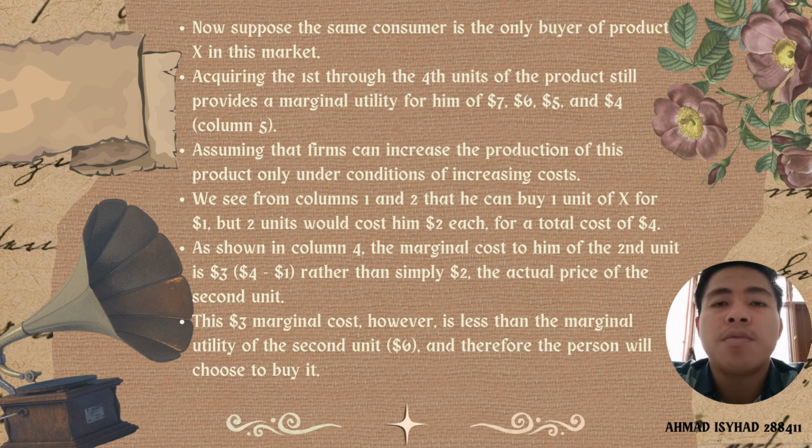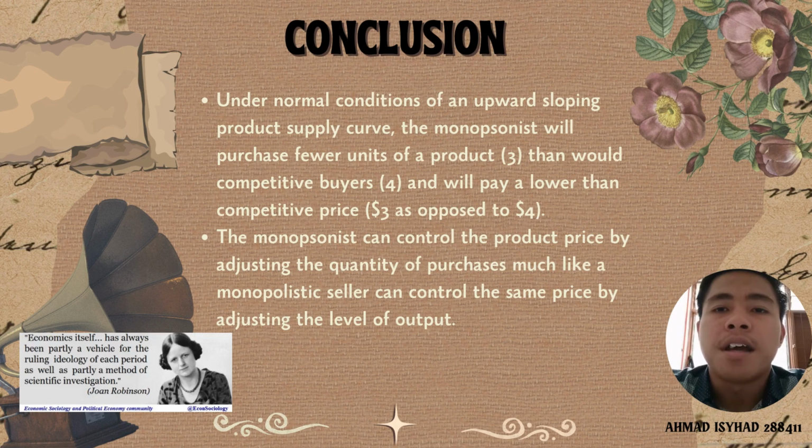Thus, we observe from the table that this consumer will decide to buy 3 units of the product because at this amount, his marginal cost is just equal to his marginal utility, which is $5. The conclusion is, under normal conditions of an upward sloping product supply curve, the monopsonist will purchase fewer units of the product, which is 3, than would competitive buyers, which is 4 units, and will pay a lower than competitive price. The monopsonist can control the product price by adjusting the quantity of purchases, much like a monopolistic seller can control the same price by adjusting the output level.